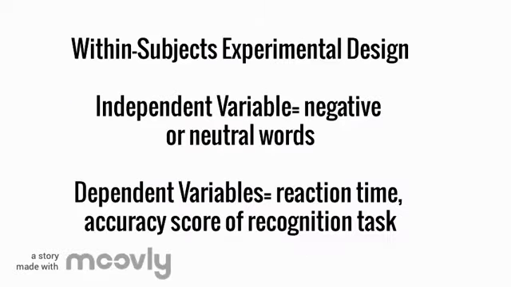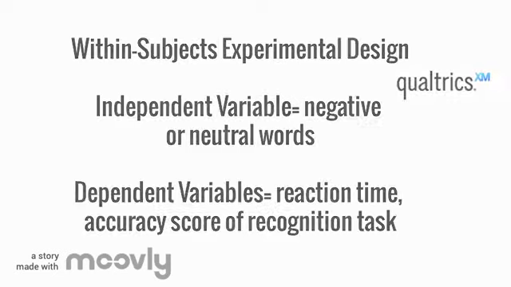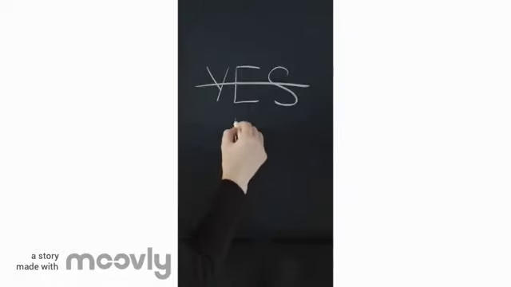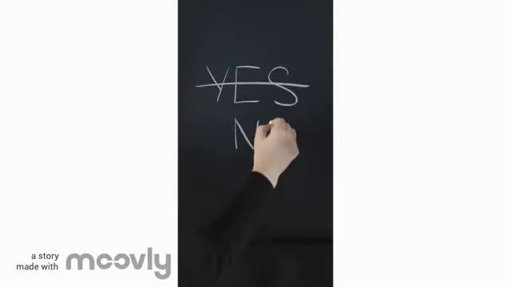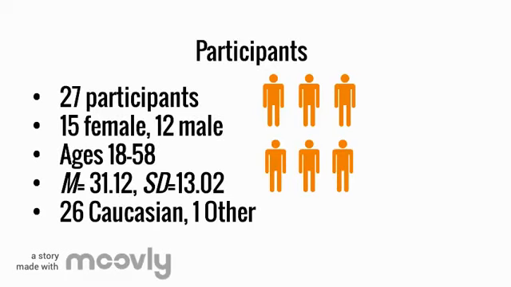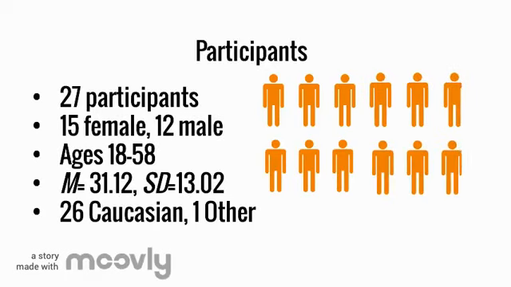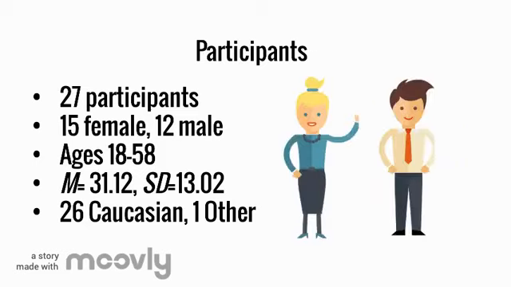So, we designed a within-subjects experiment using Qualtrics in which participants were asked to complete two separate tasks, one with the purpose of testing neutral words and the other negative words. A convenient sample of social media volunteers was used to gather participants due to time and resource constraints. Our final sample included 27 participants ranging from age 18 to 58, with 15 women and 12 men.